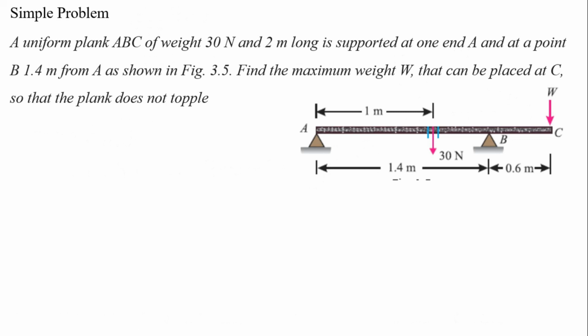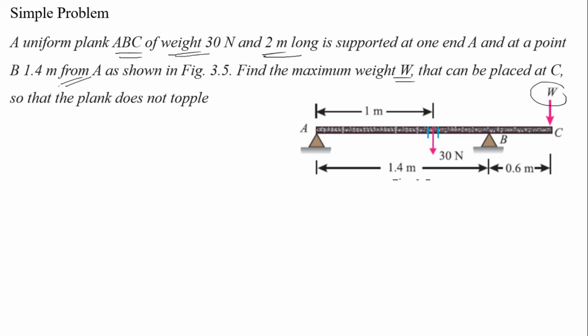A uniform plank ABC of weight 30 Newton and 2 meter long is supported at one end A and at a point B, 1.4 meter from A, as shown in the figure, right? Find the maximum weight W that can be placed at point C so that the plank does not topple, right? So two supports are there and W is acting beyond the support, right?